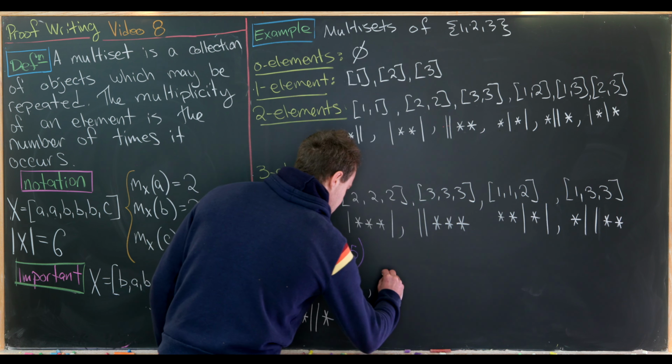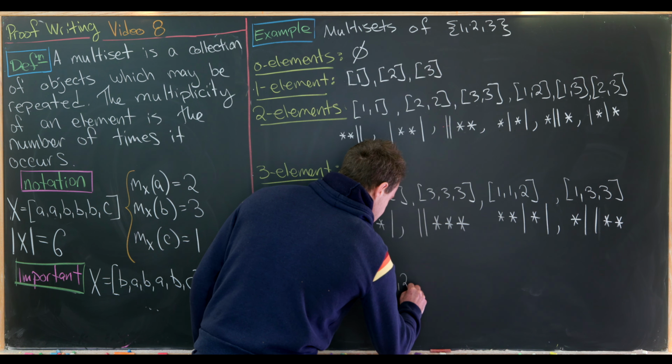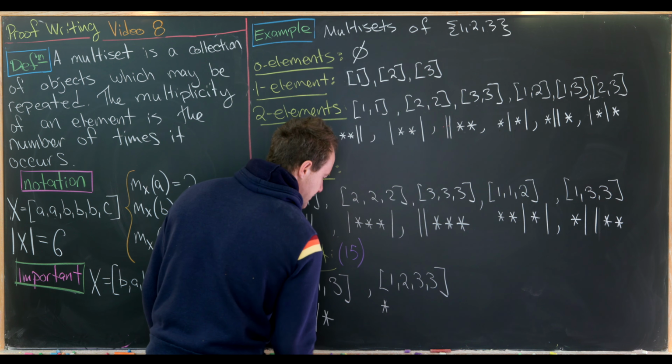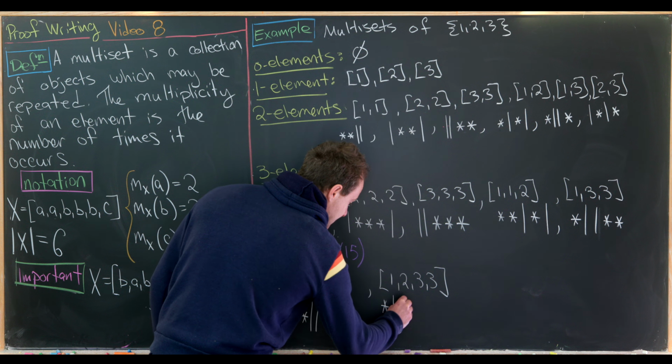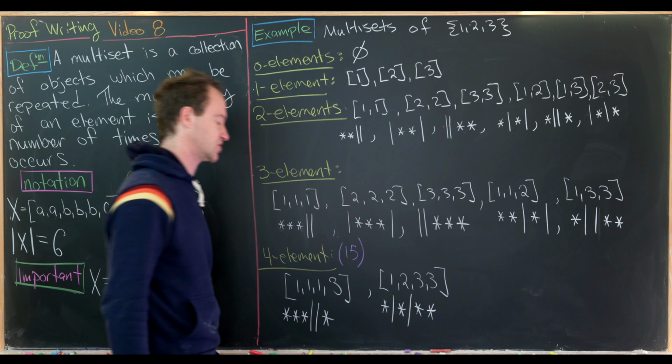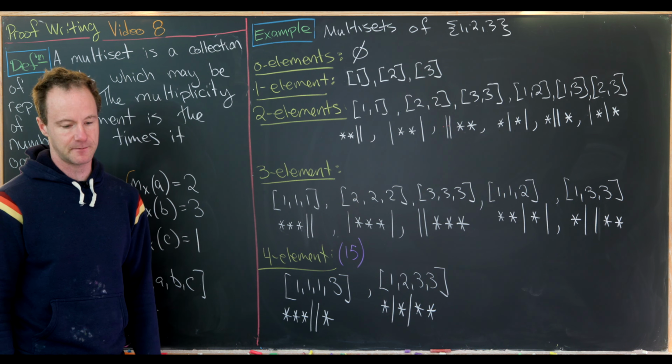Okay, let's look at another one, maybe 1, 2, 3, 3. So there's a single star in the 1 position, a bar, a single star in the 2 position, a bar, and then 2 stars in the 3 position. That's how we would count that up.